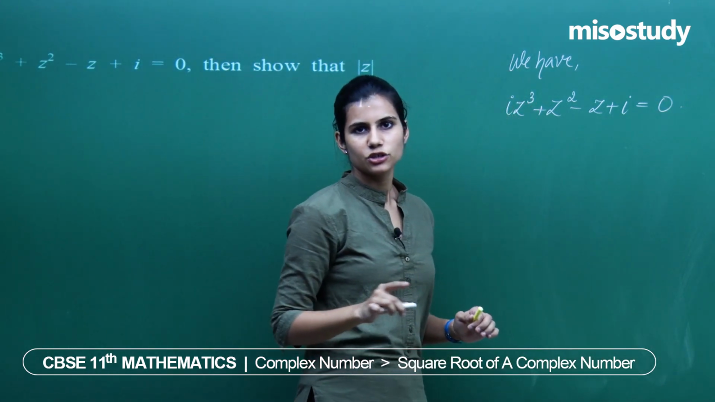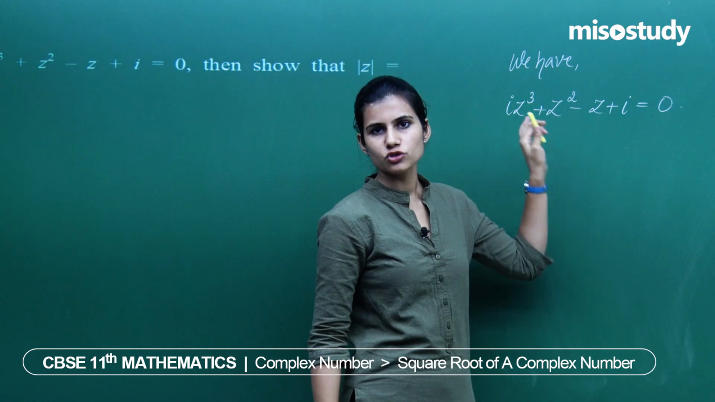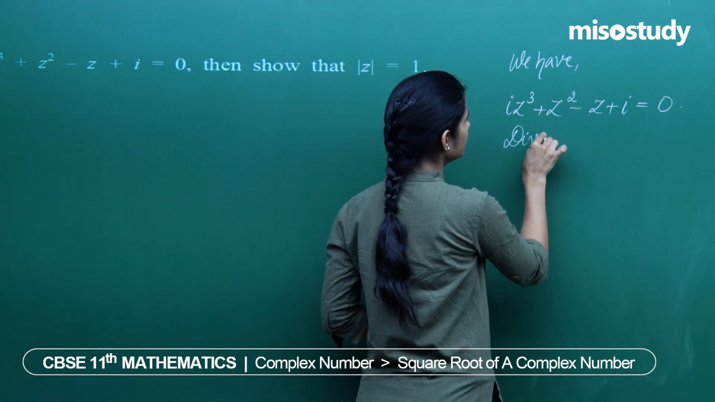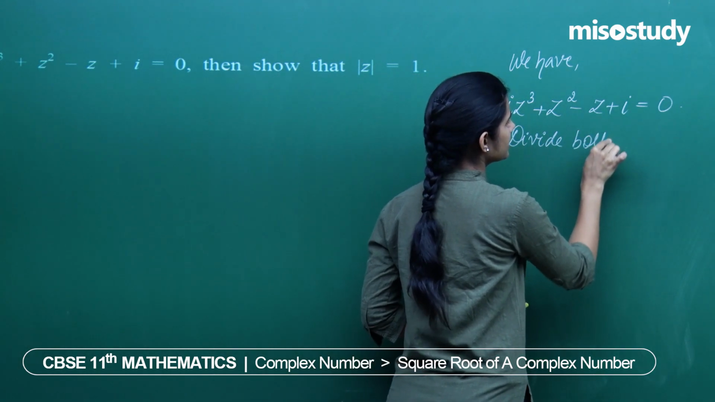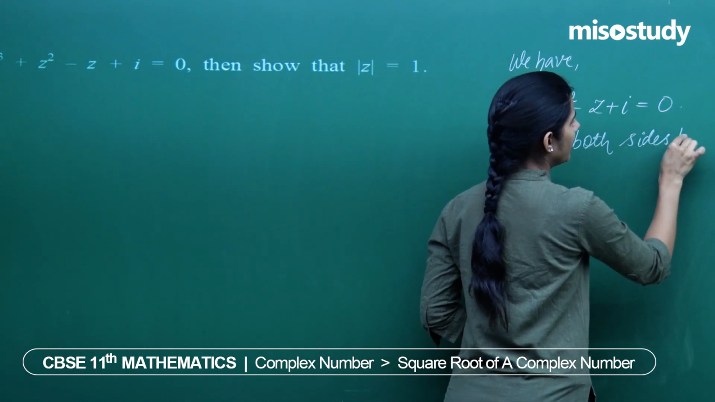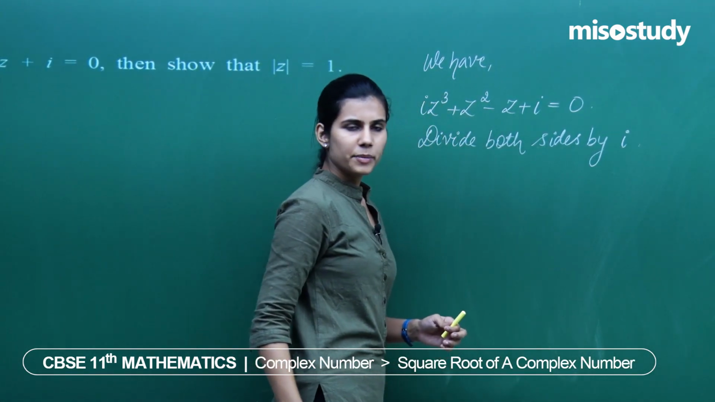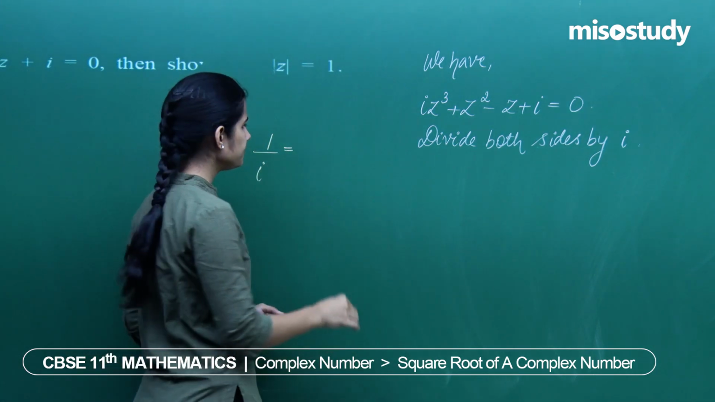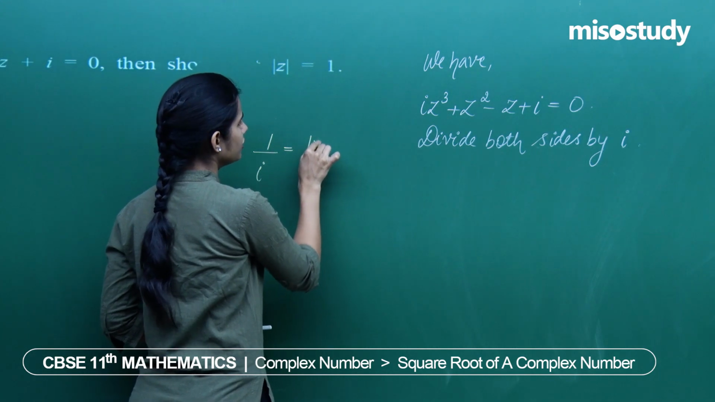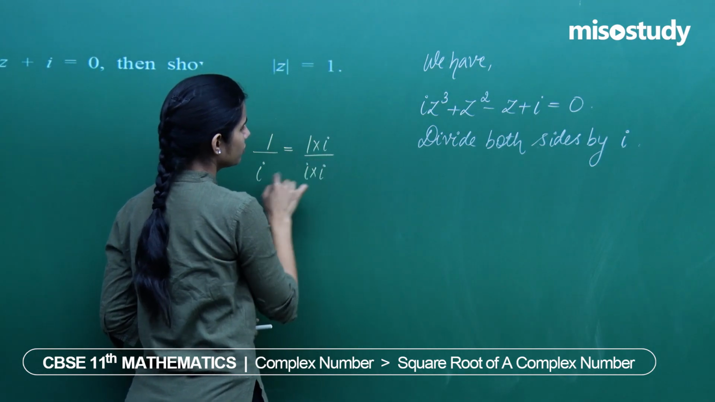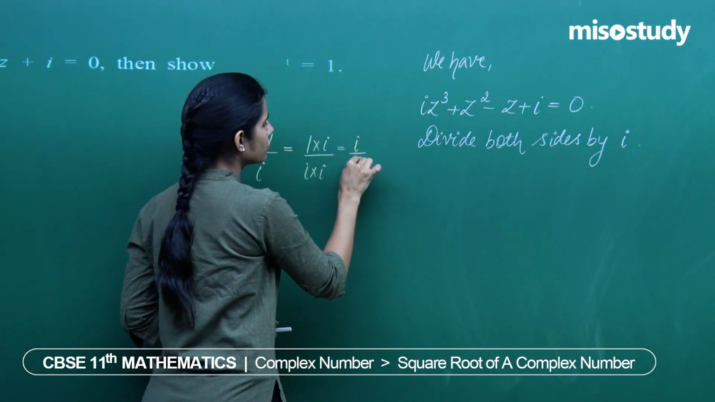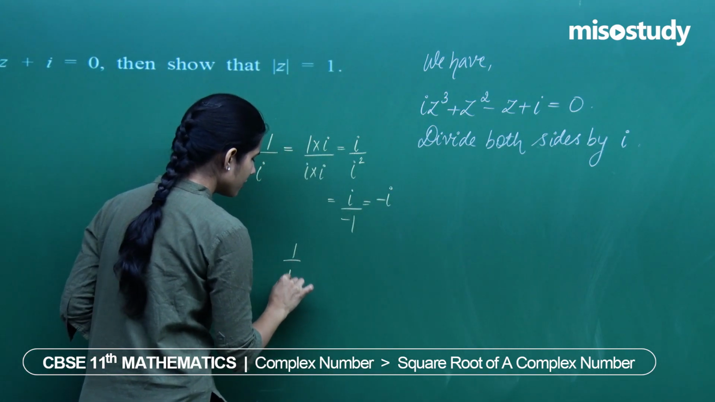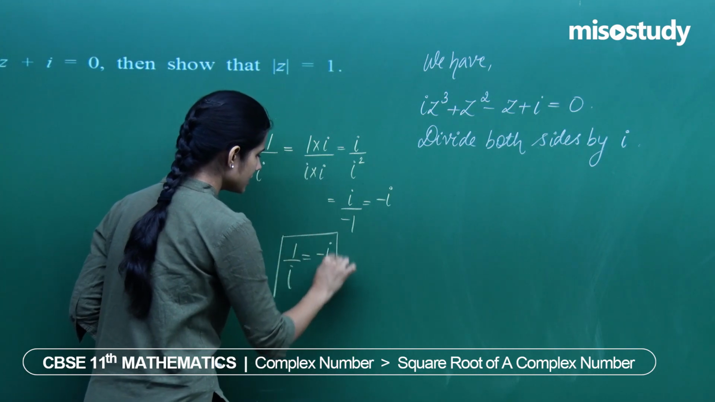The first thing that you focus upon is I want z cube's coefficient to be 1. I need to remove this iota from the picture. So what we do, we divide both sides by iota. Please understand one thing, whenever you divide by iota, you get 1 by iota, multiply and divide by iota, so you get 1 into iota upon iota into iota. This is iota upon iota square, which is iota upon minus 1, which is minus iota. So please remember, 1 by iota always is equal to minus iota.